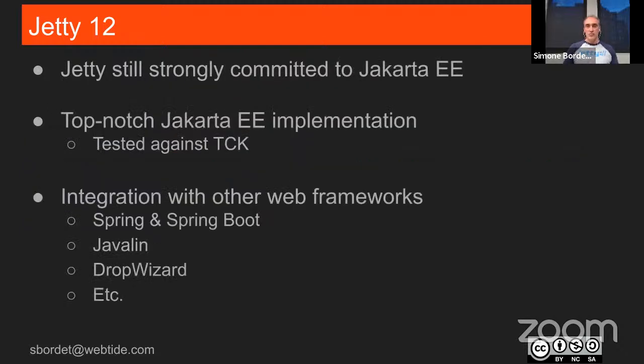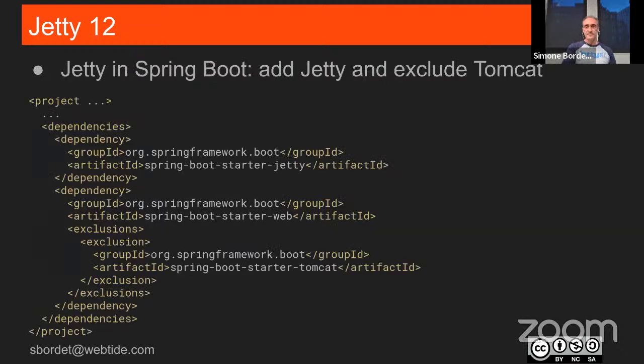Even though we have our own API, we're still strongly committed to Jakarta EE. If Jakarta EE 11 is coming out, we are going to implement it. If Jakarta 12 is coming out, we are going to implement it and make Jetty a top-notch Jakarta implementation. And we're trying to still be very good friends with all the other frameworks that will use Jetty as their base for integration with things. As I said, John, Wizard, and many others.